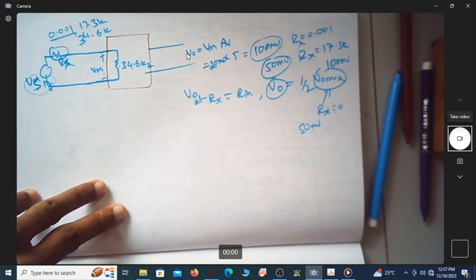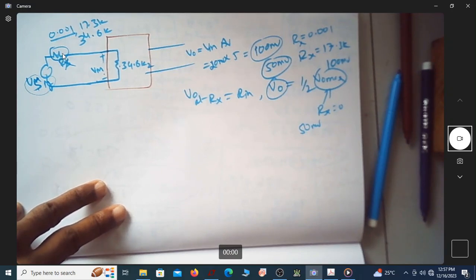Can you see the output voltage is neither 100 millivolt nor 50 millivolt? It is neither the half nor the maximum voltage. That means that this resistance is not equal to the input impedance. So when this resistance is equal to the input impedance, I'll get the output voltage as half of the maximum.